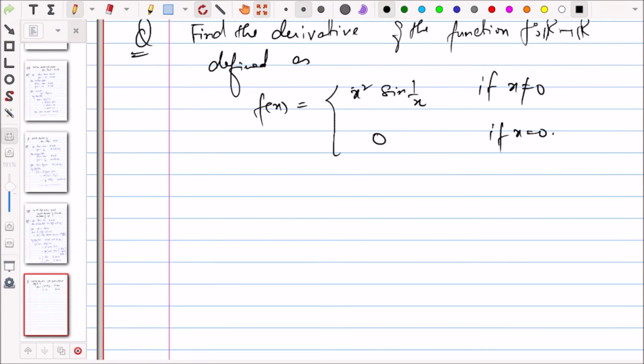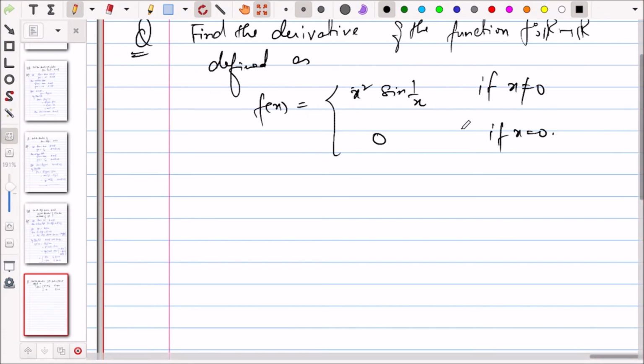Yes. How will you do this? So, left hand derivative and right hand derivative. No, you will apply the chain rule here, right? You will take three functions.